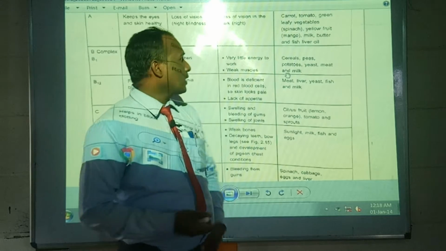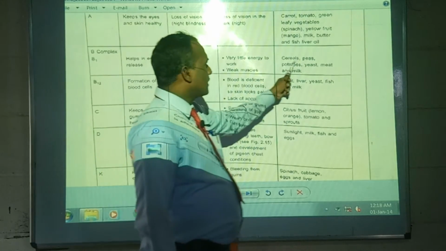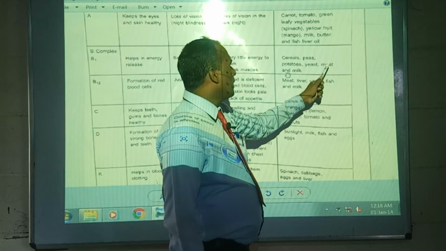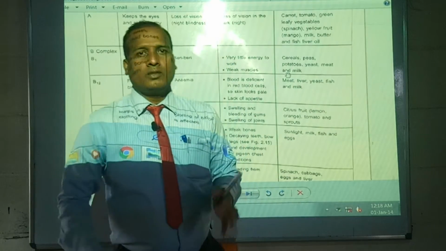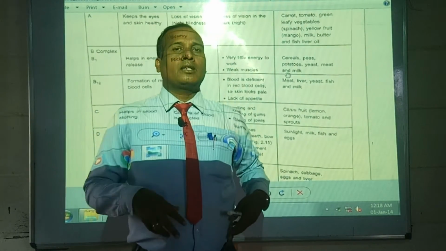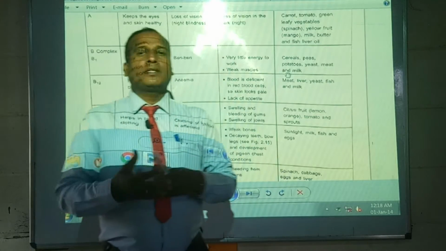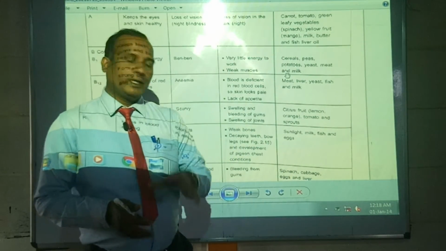Generally it requires carbohydrate foods like cereals, peas, potatoes, yeast, meat and milk. Because if you take carbohydrate foods, then you will get vitamin B complex.